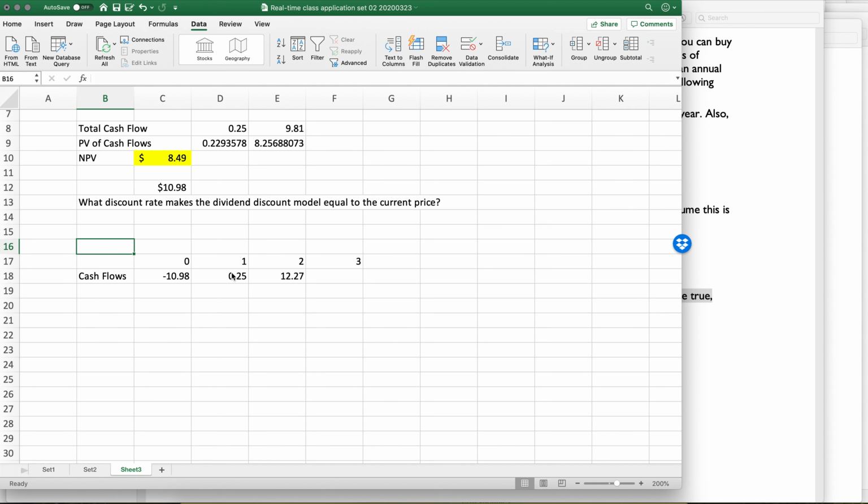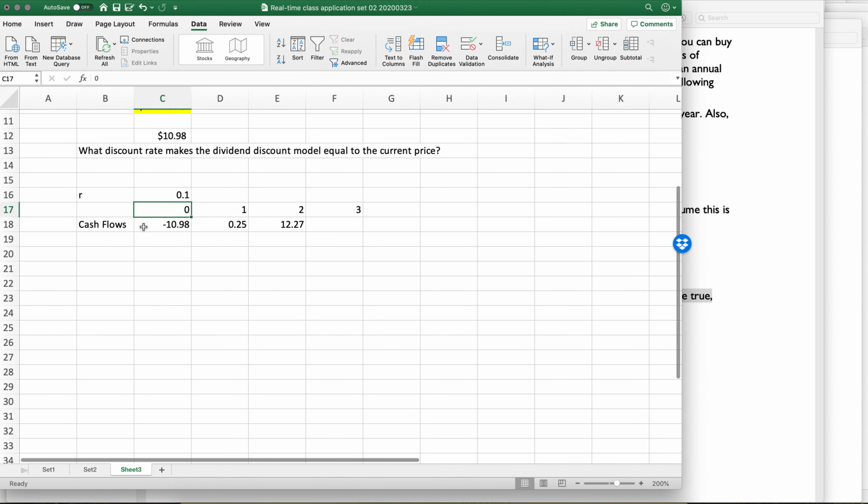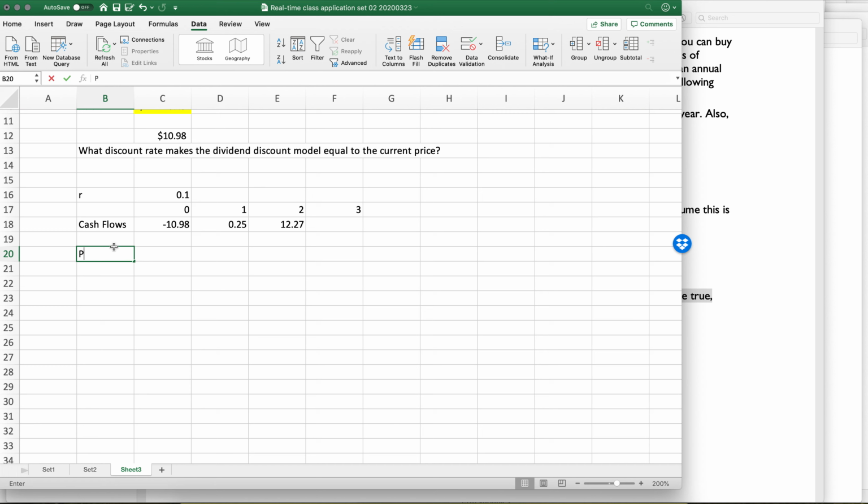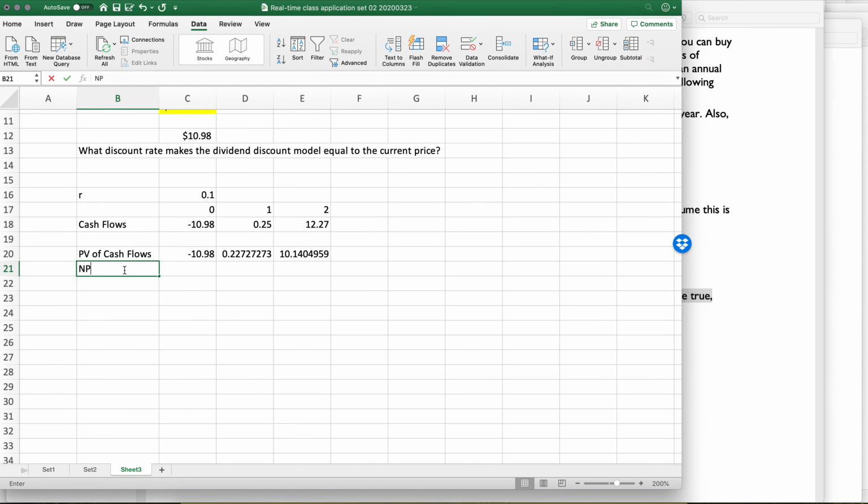Let's assume some R rate of return to differentiate it from above. I'm just going to say 10%. And then we just need to get the present value of the cash flows. Notice we have no cash flows for year three because we sold the stock. Let me make this a little wider. And therefore, the NPV is just the sum of these.